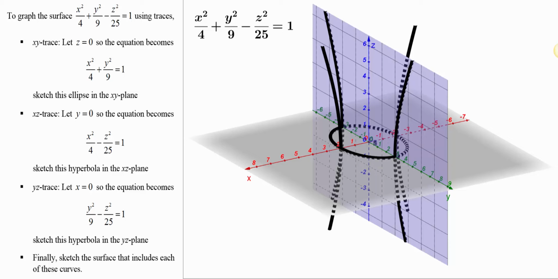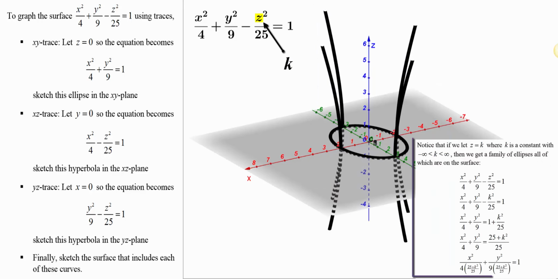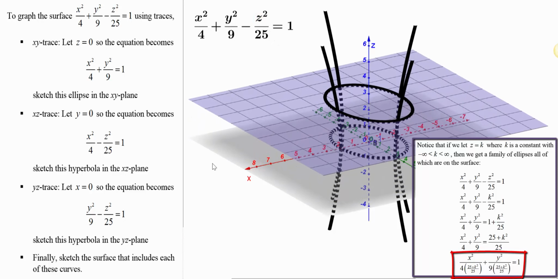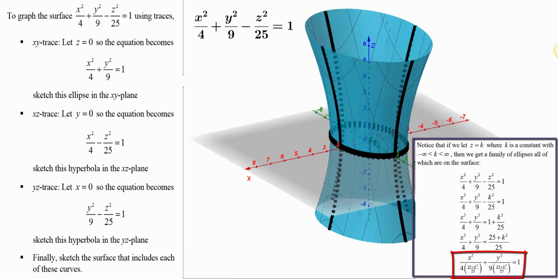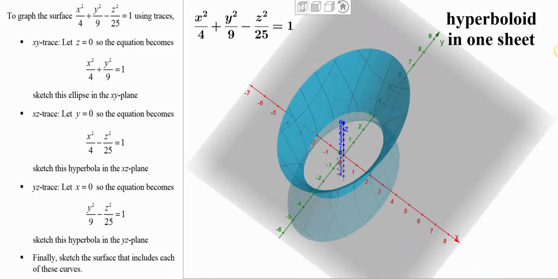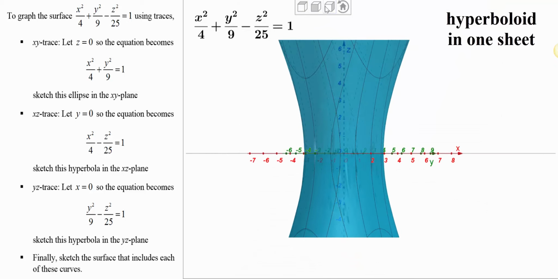Now what happens if we allow z to equal some constant k? If we replace z with k in the original equation, when we simplify, we've got something that looks like this. And we recognize this as a family of ellipses. As k increases, these ellipses creep up the surface, as shown. These curves together give us this surface, which is called a hyperboloid in one sheet. Here it is from several different perspectives.